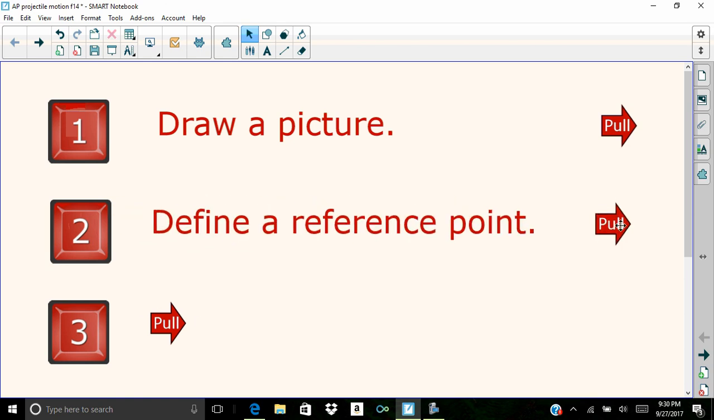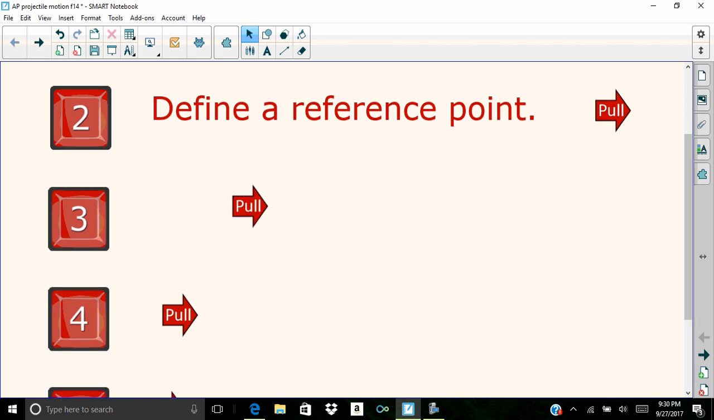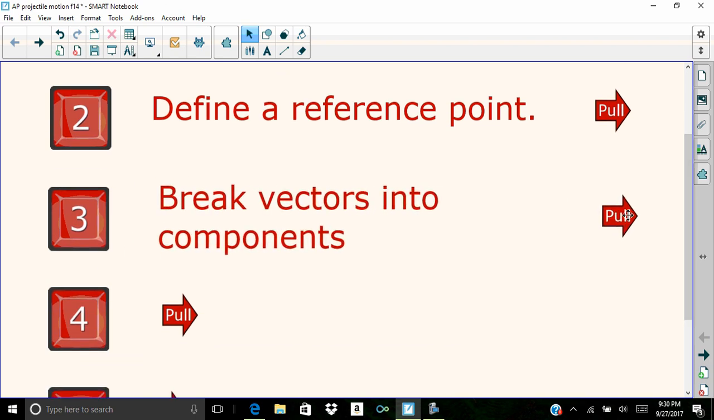The next step is to define your reference point. Where your 0, 0 point is in the problem will determine how you put your numbers into the boxes to solve for whatever unknowns you have. The next thing you want to do is break your vectors into components. If your vector is not parallel or perpendicular and there's an angle given, you need to break it into components.